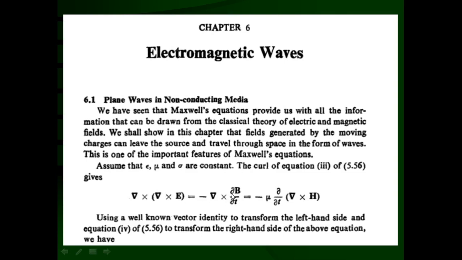On the right hand side, del B upon del T. What is B in terms of the magnetic field? B is the magnetic field induction, that is equal to mu H. So if you substitute mu H here, this is nothing but minus del cross mu del T of H.